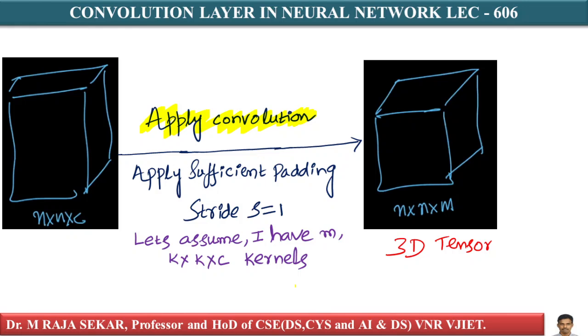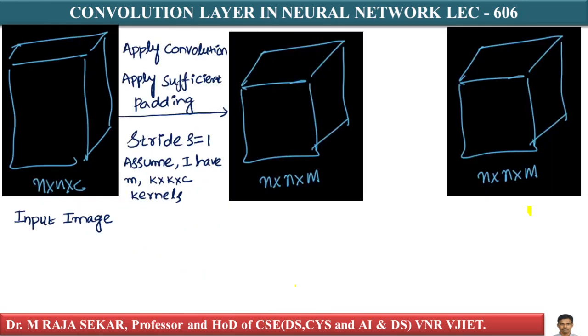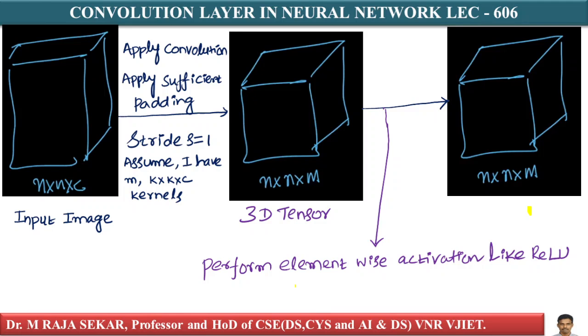You are just performing convolution. But after convolution, you perform an element wise activation like ReLU. ReLU is the most popular. Then you will get the final matrix, which is the final tensor, of size n cross m. The size does not change, isn't it? The size does not change.